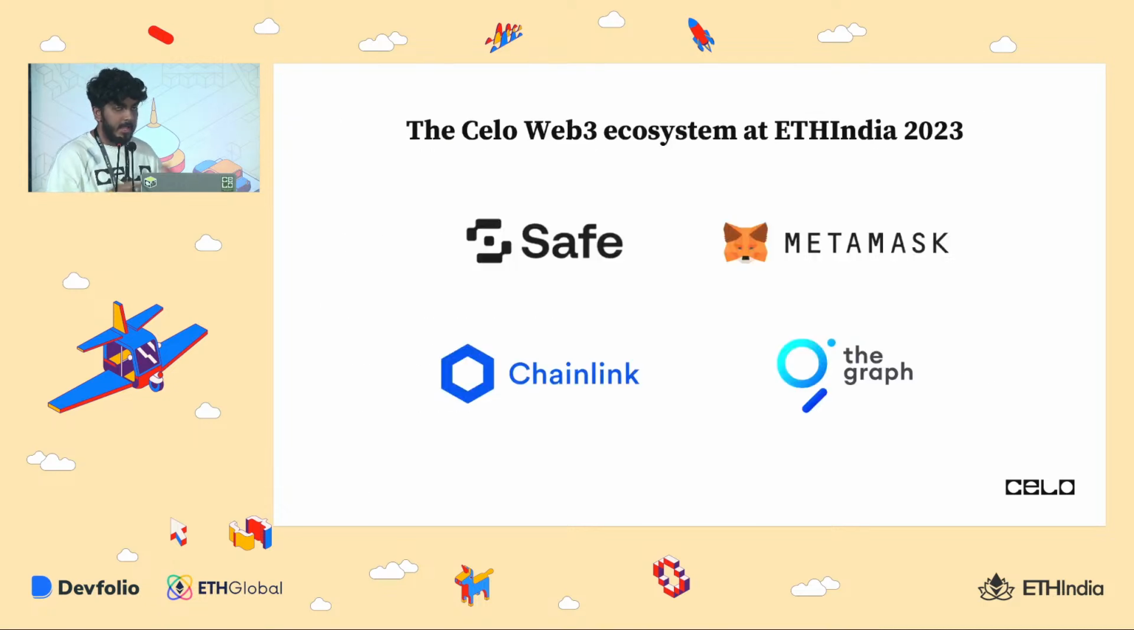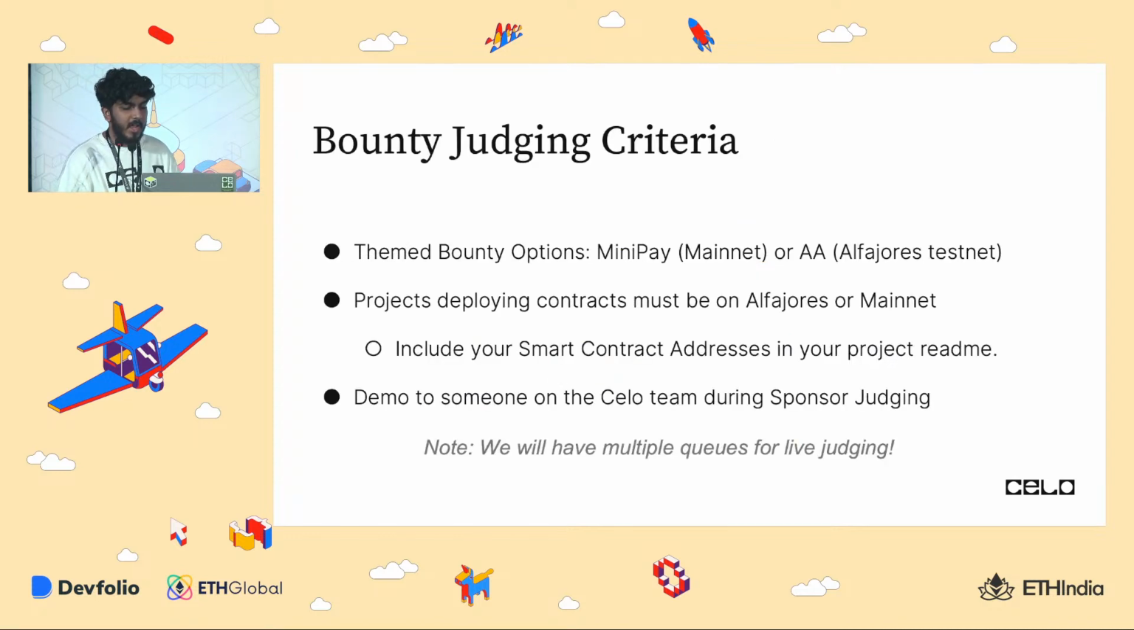And then there are many other partners who are in the Celo Web3 ecosystem as well, like Safe, MetaMask, Chainlink, The Graph. You are doing bounties, and we know that you're going to stack bounties. So these are the projects that you might want to build on, or build something which is close to their bounties, and you can stack bounties for the hackathon as well.